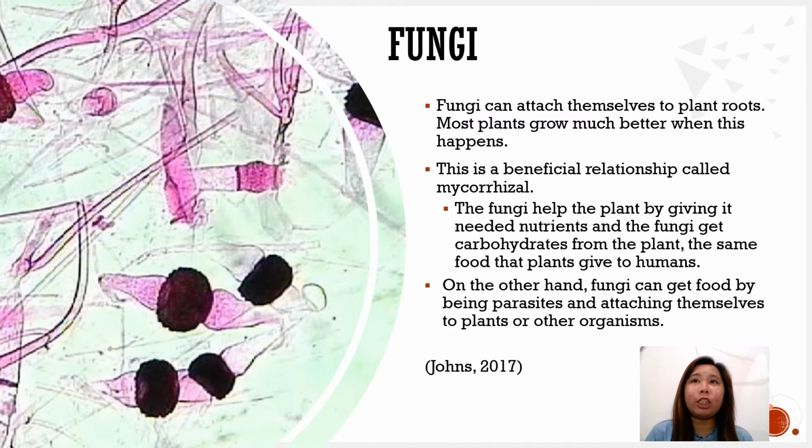Fungi can attach themselves to plant roots, and most plants grow much better when this happens. An example of this is the beneficial relationship called mycorrhizae, in which the fungi help the plant by giving it needed nutrients, and the fungi get carbohydrates from the plant, the same food that plants give to humans. On the other hand, fungi can get food by being parasites and attaching themselves to plants or other organisms.